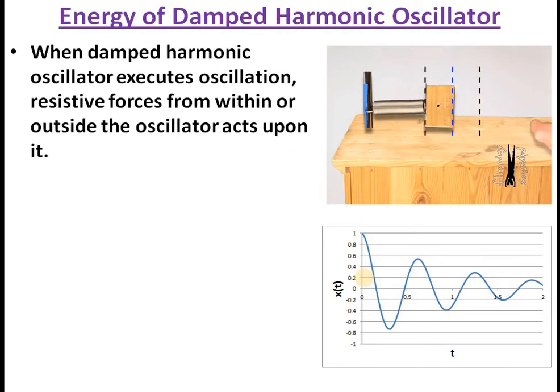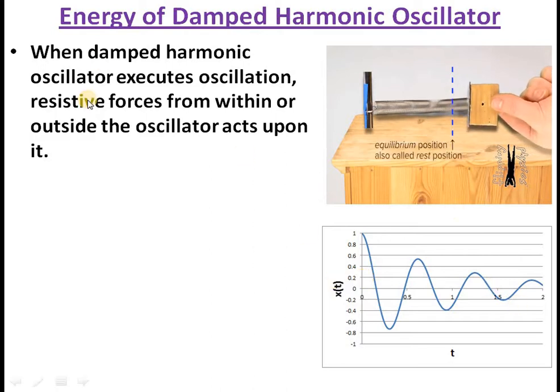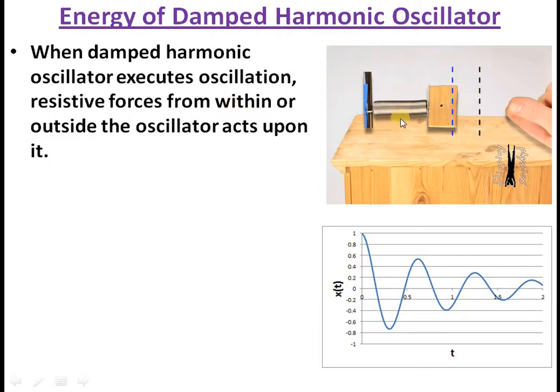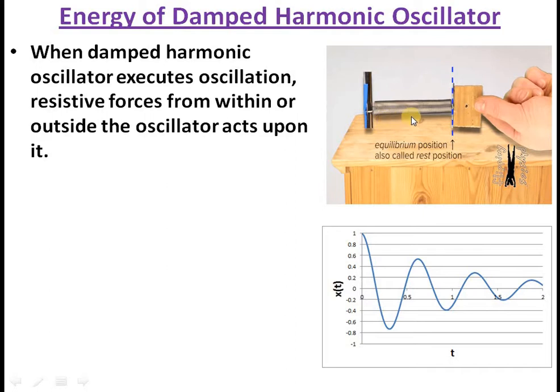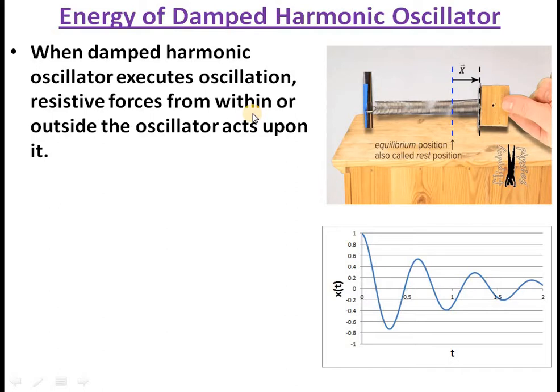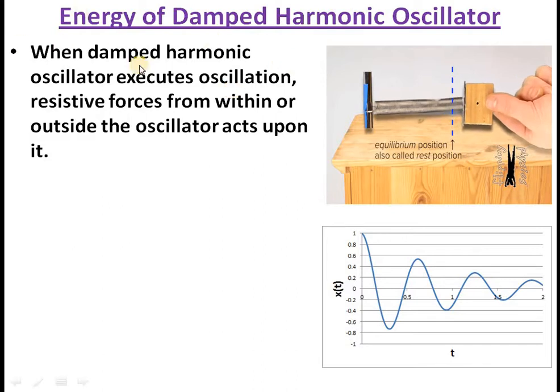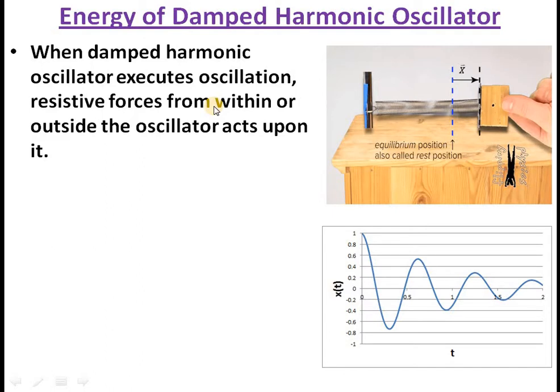So in fact, for a damped oscillator, what happens? A resistive force is operating on it, either from within or from outside. For a spring oscillation, for example, inside the spring there is a resistive force that may act. Or suppose oscillation is taking place in air or in a fluid, like grease or lubrication oil. Then the liquid also exerts some resistive viscous force. So all these forces act as resistive forces, and as a result, the energy of the oscillator decreases.